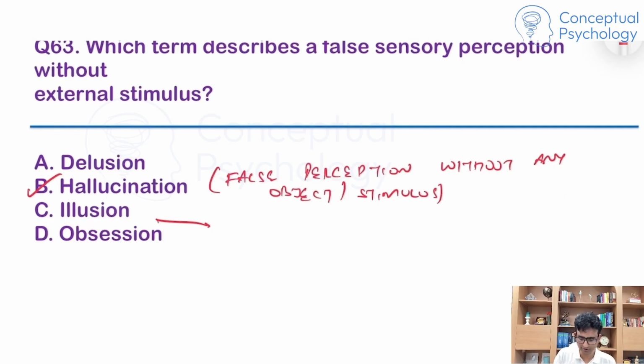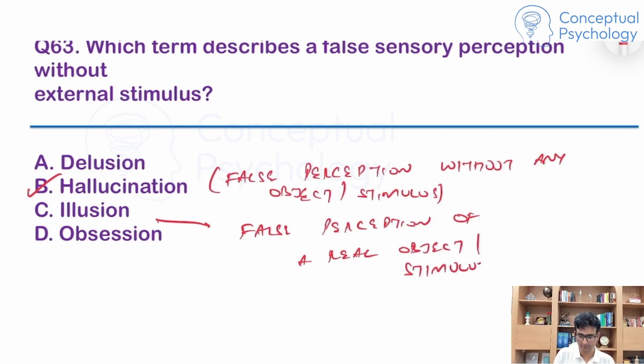On the other hand, what is illusion? False perception of a real object or a real stimulus. For example, if I look at this pencil and I say, I see a white umbrella, this is an illusion. Why? I'm wrongly perceiving a pencil as an umbrella. But if there's nothing in my hand and I say, I see a black umbrella, now that's a hallucination because there is no stimulus, but I'm still seeing something.